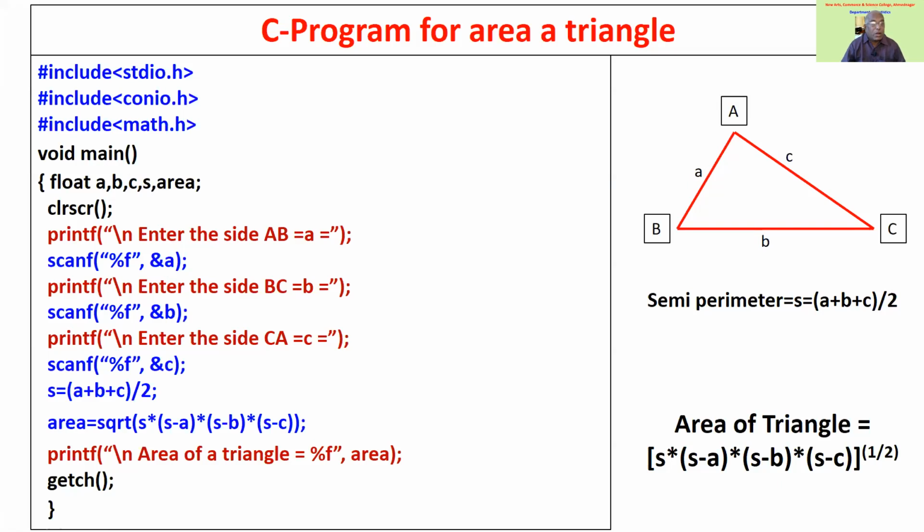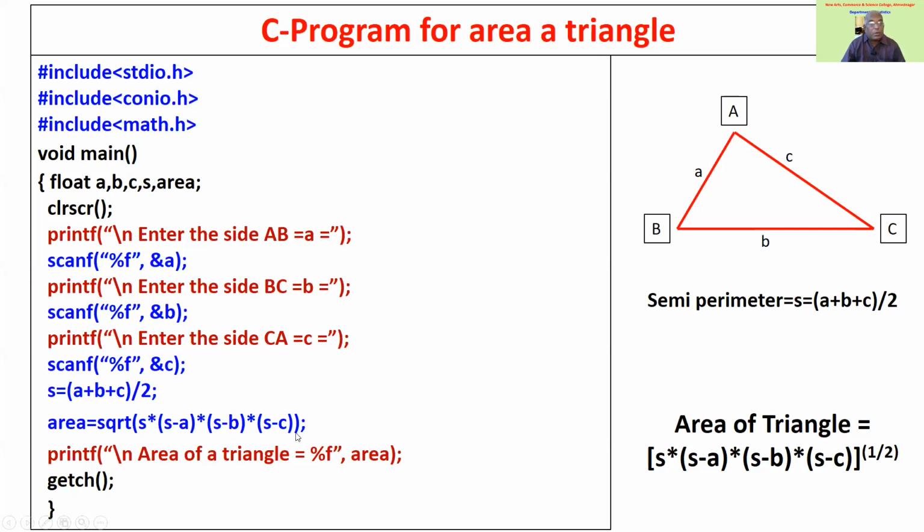After all this data entry, let us do an intermediate calculation, that is the semi-perimeter. S is equal to A plus B plus C, divided by 2. And then area is equal to the square root. Square root is a function available in the math library, so I have used math.h here. Square root of S star (S minus A) star (S minus B) star (S minus C). So this is the calculation of area.